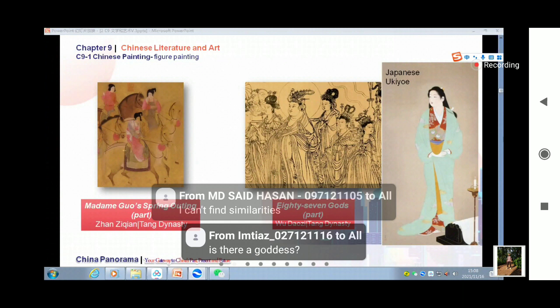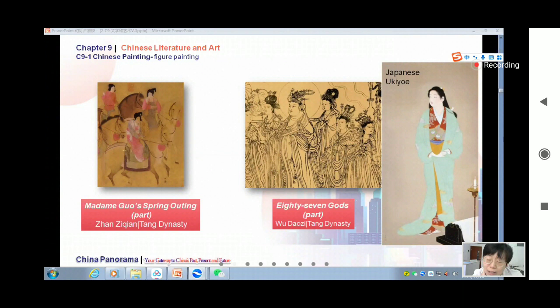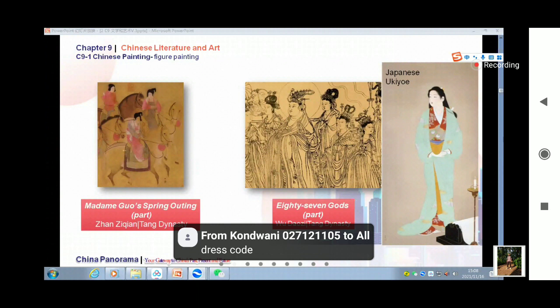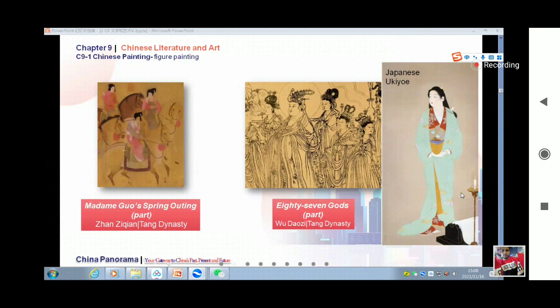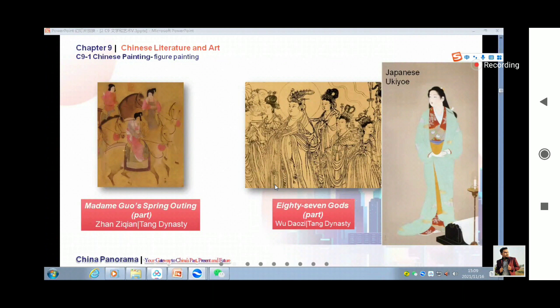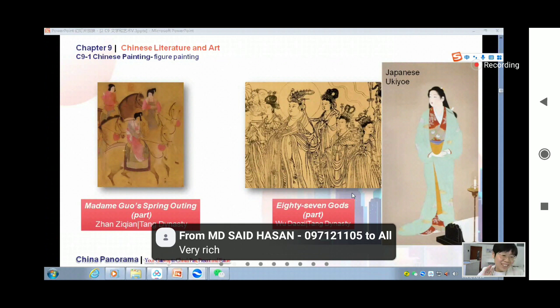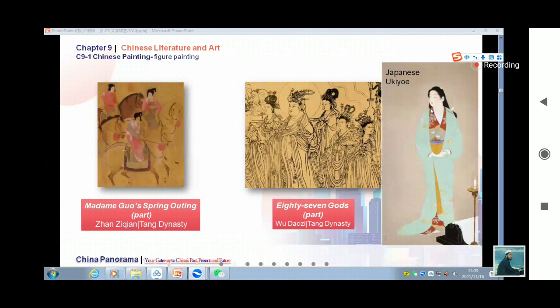They are both women, and their clothes look the same. They may belong to the royal family. Their hairstyle and dress code are the same. They are not goddesses, they look like warriors. So we can have a look at the similarity of the two paintings, like the figures.